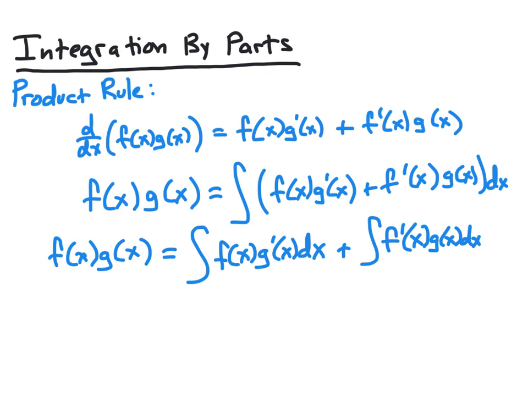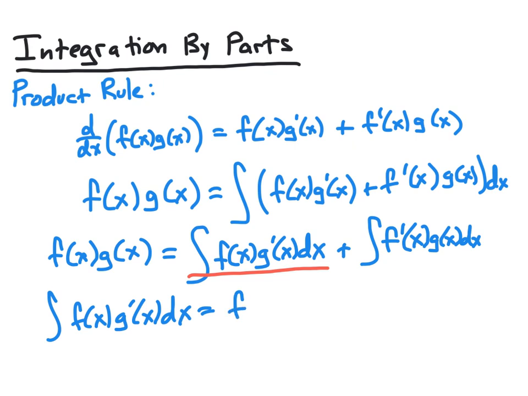At this point, we want to rearrange this equation and solve for our first integral here, the integral of f times g prime. And so the integral of f g prime will be f times g minus the integral of f prime times g.